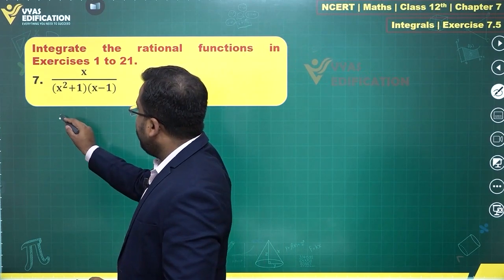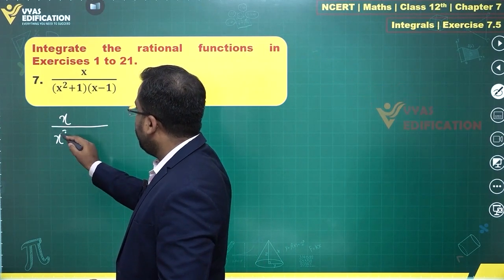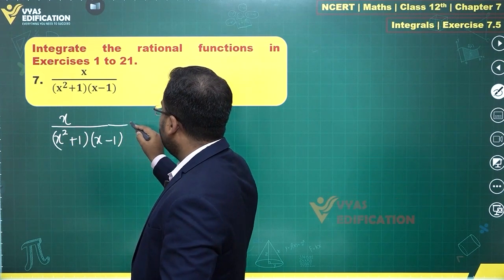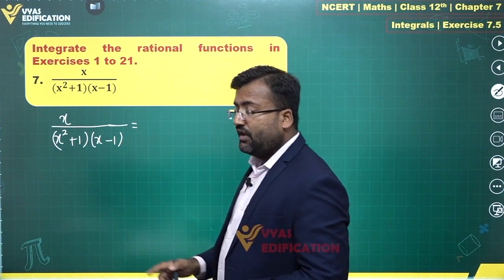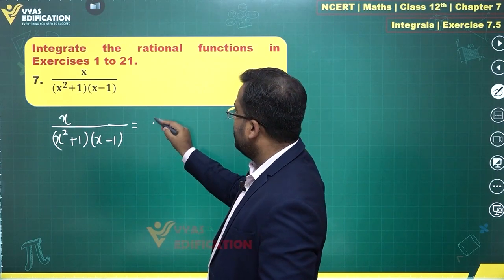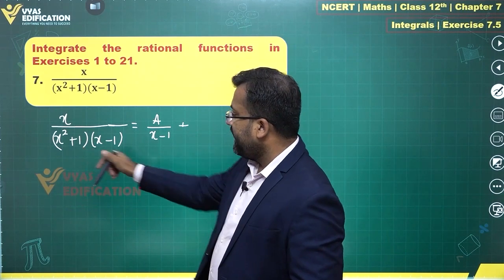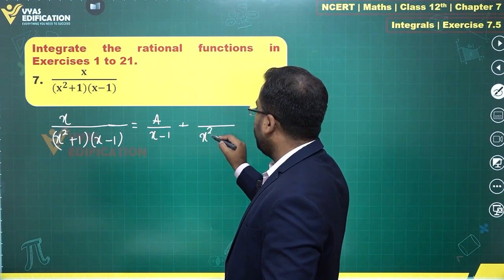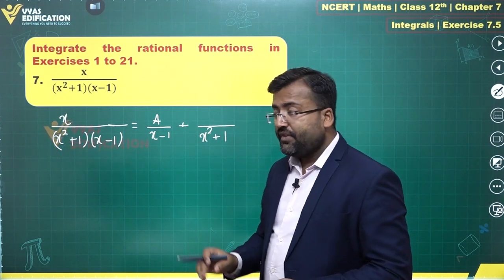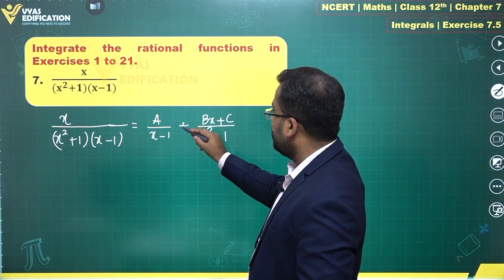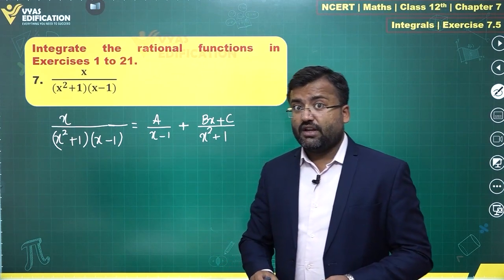So what do we have? We have x over (x square plus 1)(x minus 1). This will be converted to, one of the factors will be this x minus 1, so A over x minus 1, plus, since this is not factorized further, you'll have x square plus 1 in the denominator, and in the numerator you have a linear expression, mind you, Bx plus C. Don't make a mistake over there.